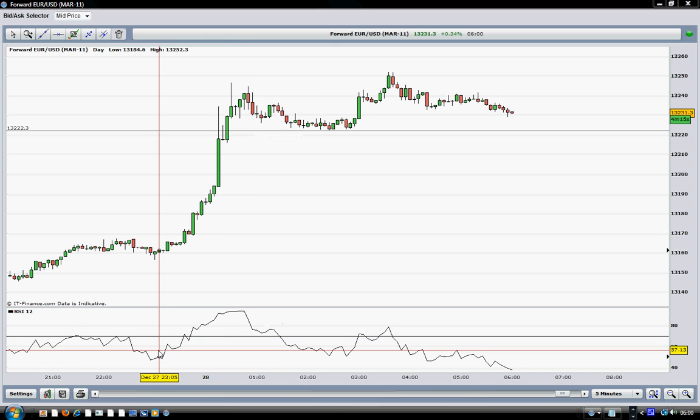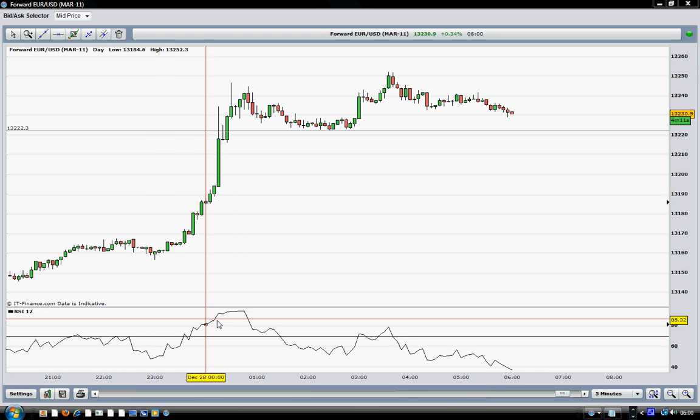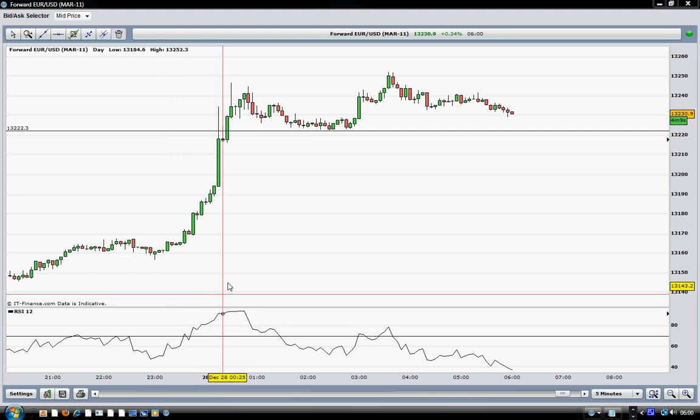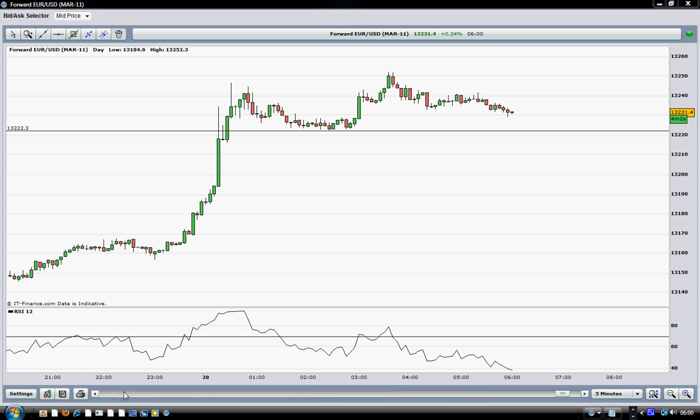So it's comparing the price to itself. So when you see the RSI going up, the price is supposed to go up in order to confirm that there is a divergence. Now, what are we looking at here? We are looking at the Euro USD on the 5-minute chart, and I have the RSI 12 here. The horizontal line that you see here on this chart is the 70 level.